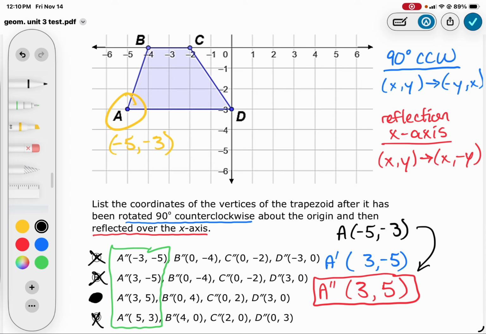And like I said, you don't need to do all of the points. You just need to identify one ordered pair and then track it based on the transformations.